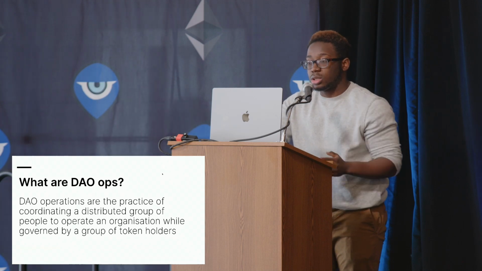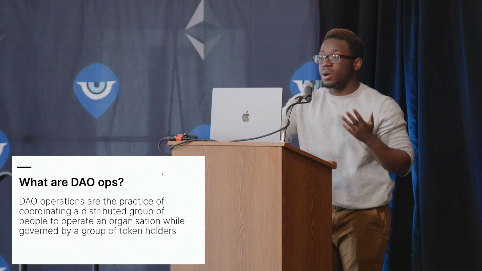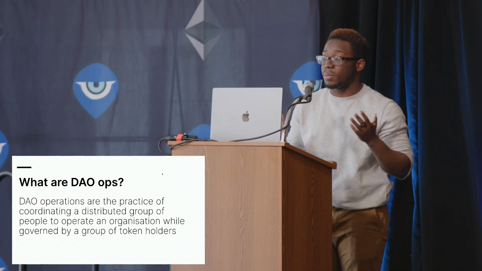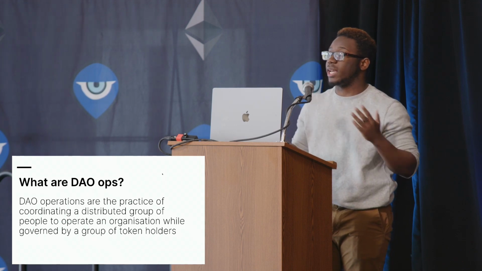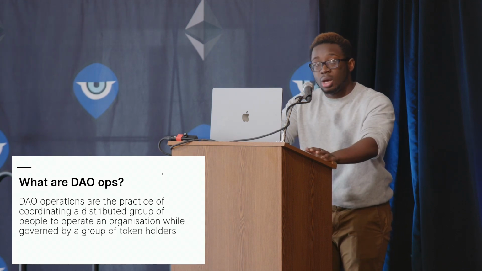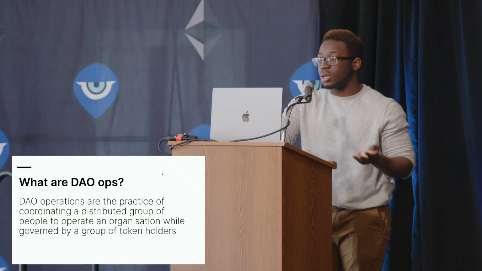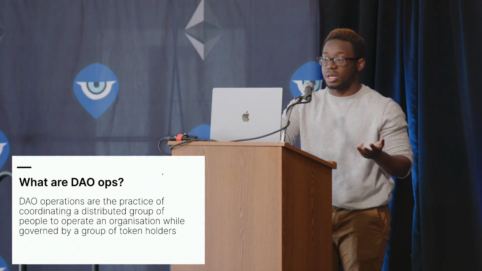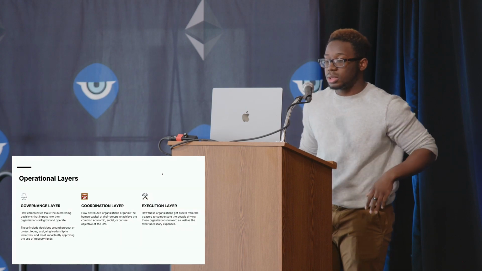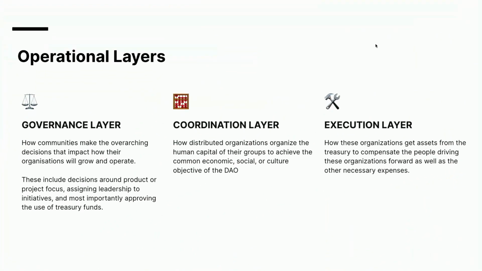And so there are different parts to the operations of an organization, different layers, if you will. From our perspective at Utopia, there are three main layers of DAO operations. First and foremost, there's governance. This is how these communities make the overarching decisions that impact how the organization will grow and operate.